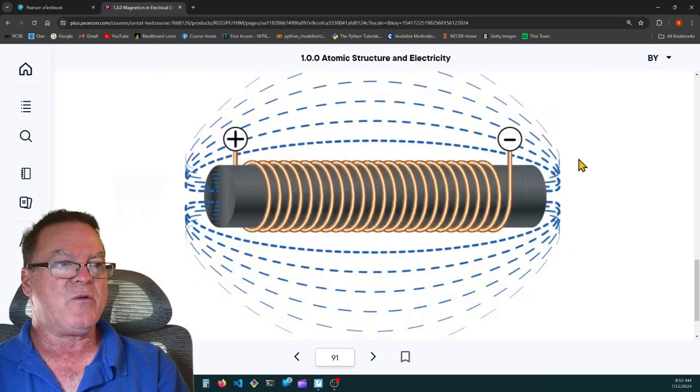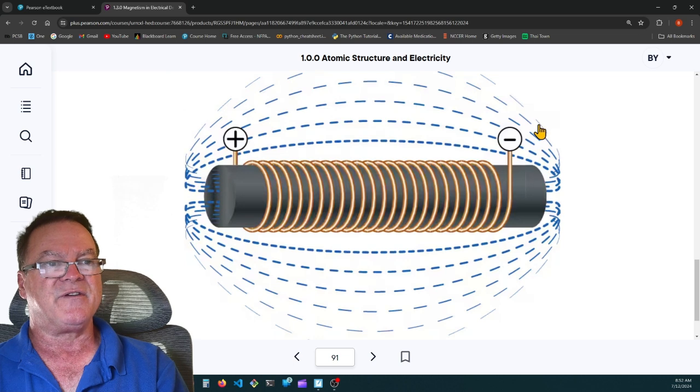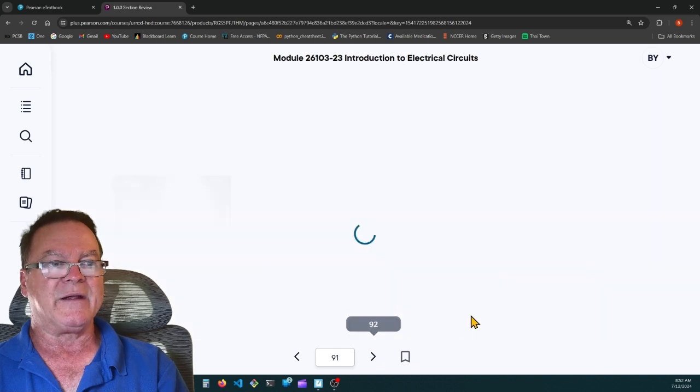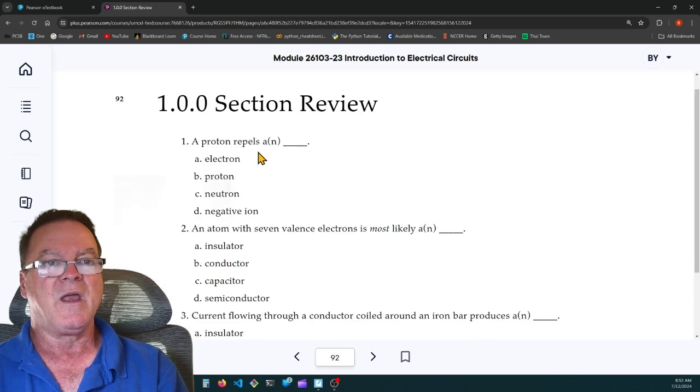So if you take a straight wire that has current flowing through it, it has a very weak magnetic field. If you take that wire and you wrap it into a coil, you strengthen the magnetic field. If you then put an iron core in the middle of that electromagnet, you increase the permeability of that magnet. You make it stronger. It becomes a very good electromagnet when you do that.